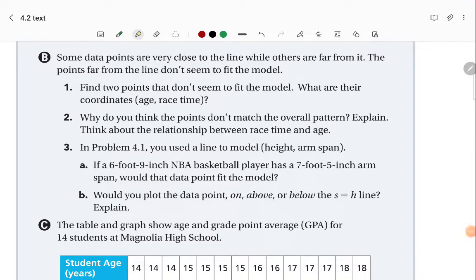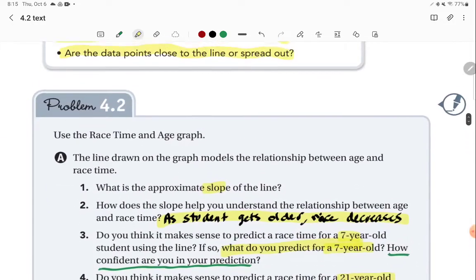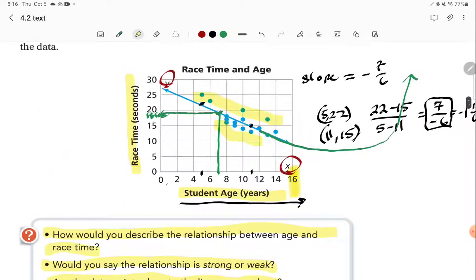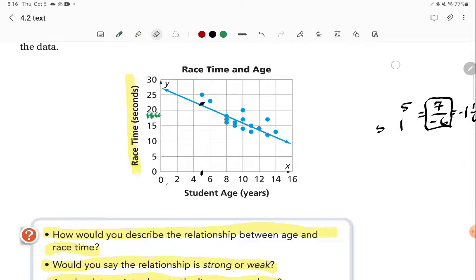Okay, in the first one, you want to find 2 points that don't seem to fit the model. What are their coordinates? So we come back up here, and we're finding 2 points that don't fit the model. So let me get rid of some of this stuff that may be a distraction to us. So 2 points that don't fit the model. There's several. I would say the ones that lie the most outside are probably that one and that one, right?